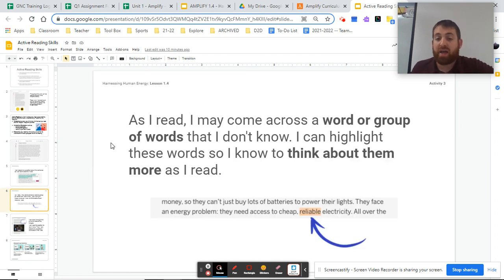Other things we might look at is highlighting difficult, confusing, or things that we want to ask questions about later. Things like the word reliable and this idea of electricity. So we might highlight that and ask ourselves, well, reliable electricity, what does that mean? What does it mean to have reliable in the sense of electricity? I know what reliable means when it comes to a phone or my clothes, things I can count on. But what do they mean when they say reliable electricity? We can highlight that and we can make connections with that sort of text.